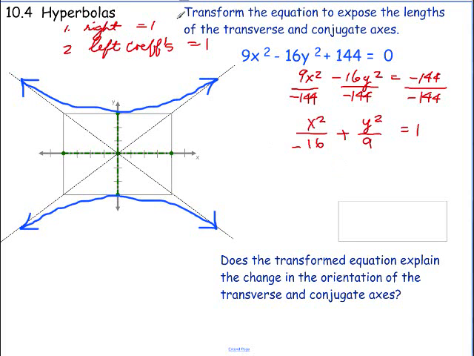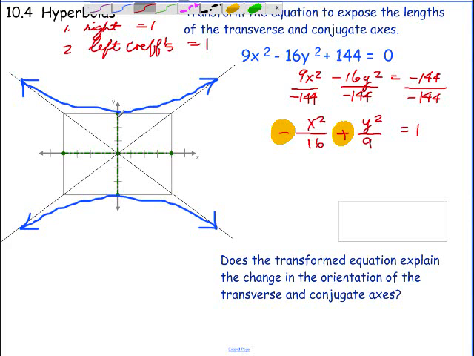Let me just move this up here. We have something a little different. Only a little different, but it makes a big difference. Our negative is now on x and our positive is on y.